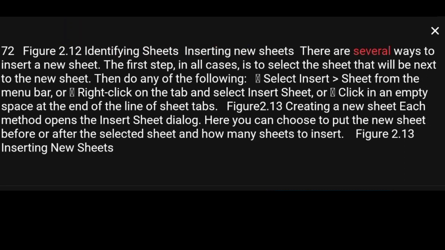Inserting new sheets. There are several ways to insert a new sheet. The first step, in all cases, is to select the sheet that will be next to the new sheet. Then do any of the following. Select Insert > Sheet from the menu bar, or right-click on the tab and select Insert Sheet, or click in an empty space at the end of the line of sheet tabs. Figure 2.13. Creating a new sheet.